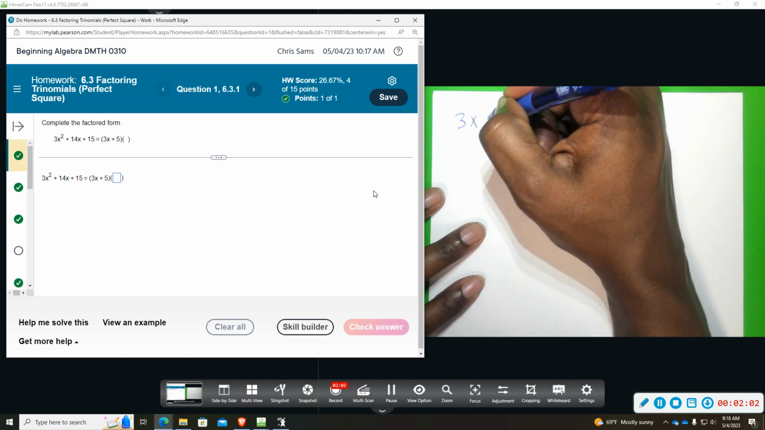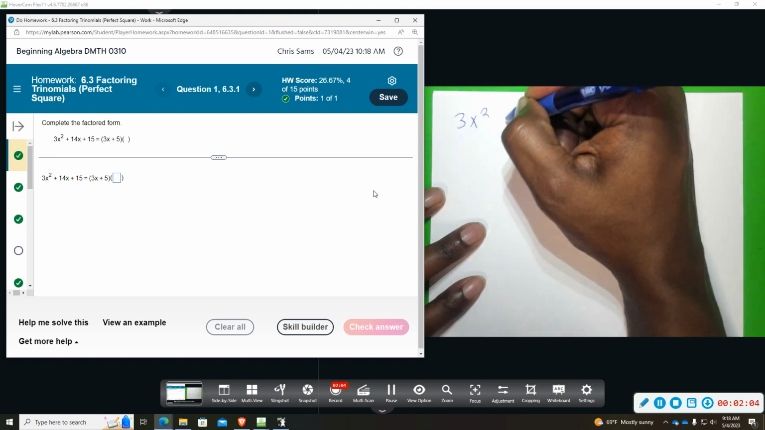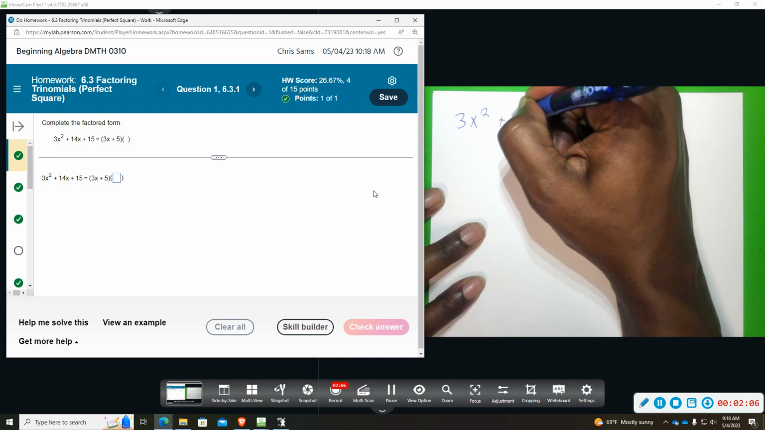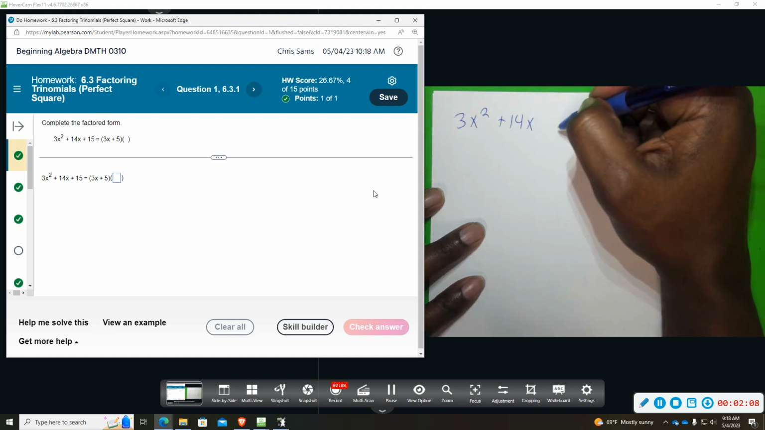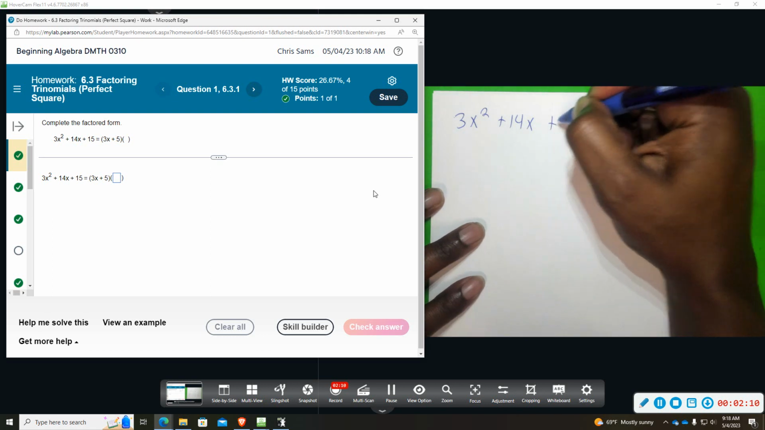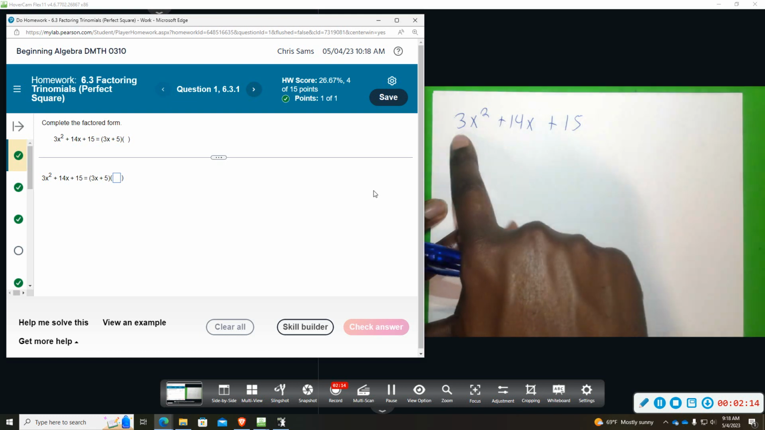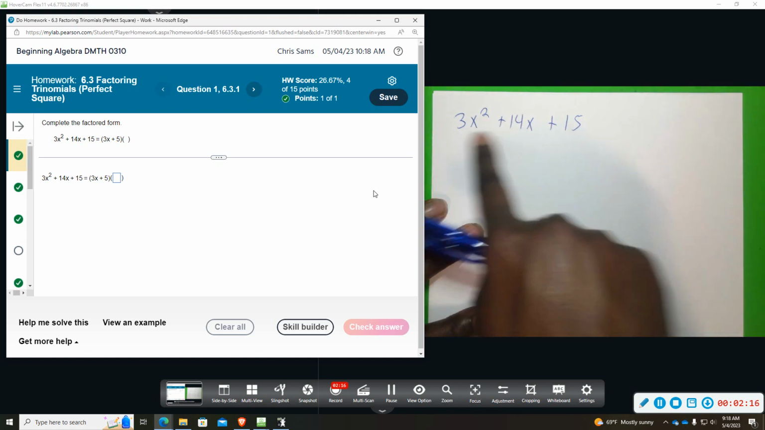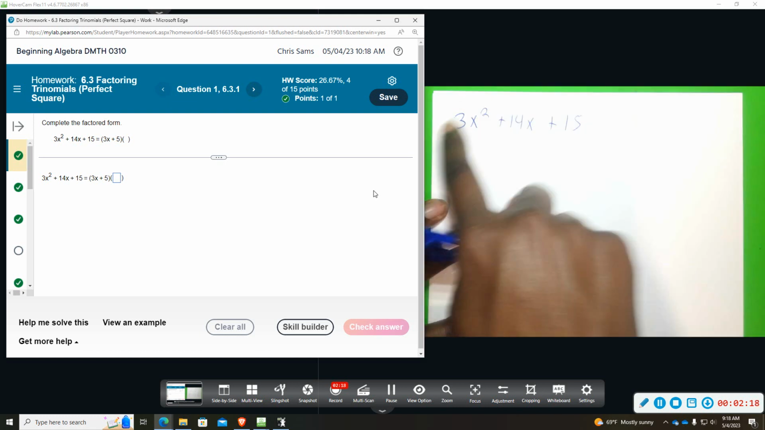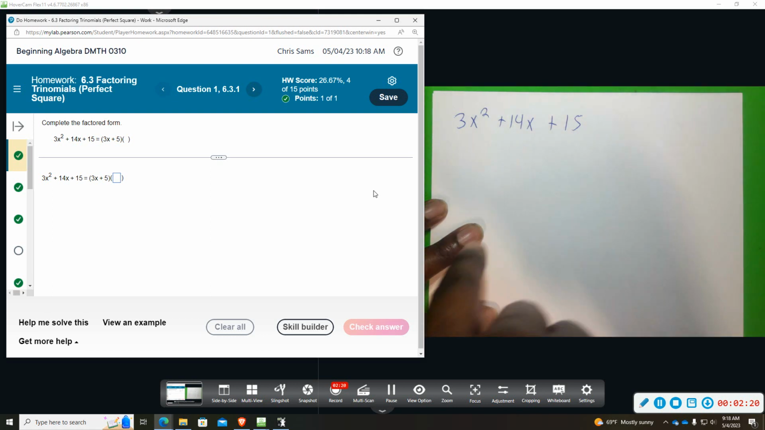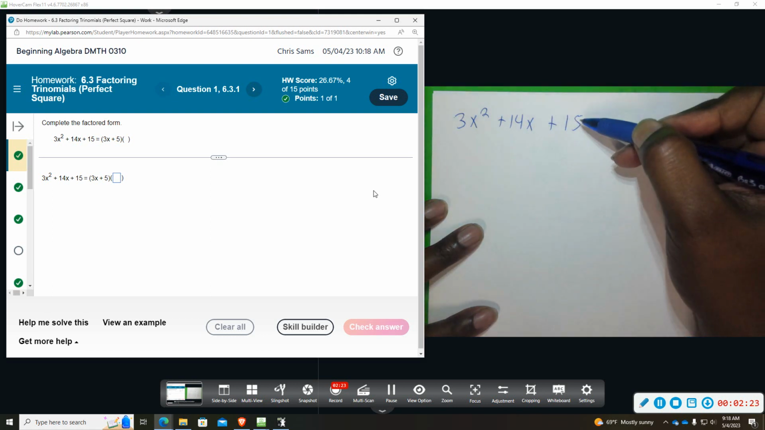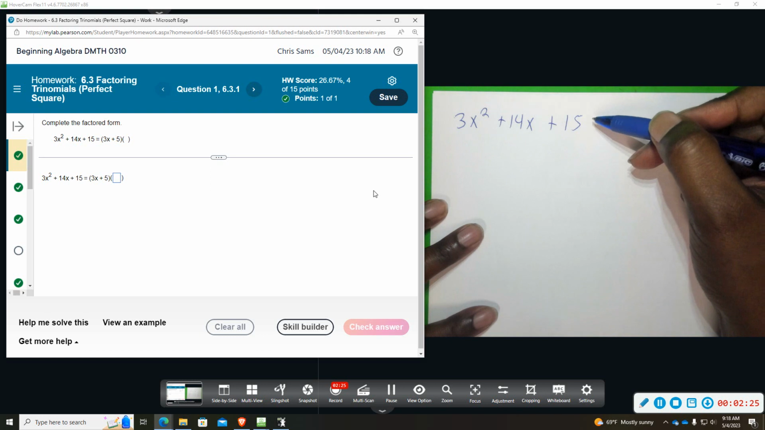3x squared plus 14x plus 15. So can I factor anything from 3, 14, and 15? I cannot, so that would be step 1. I can't factor anything and make it smaller. So step 2, first, last number, that's going to give us 45.